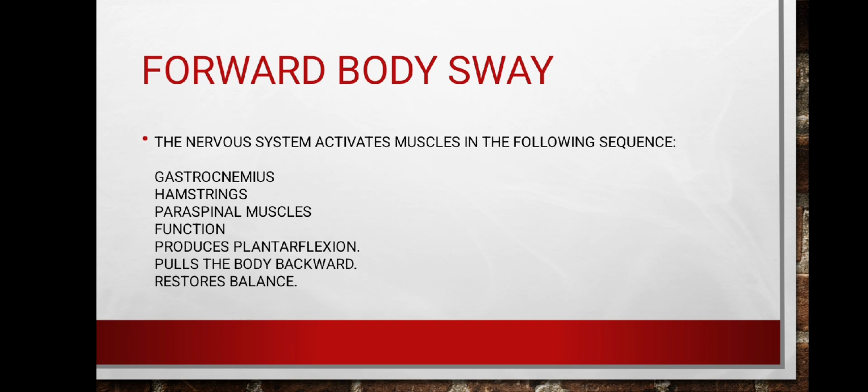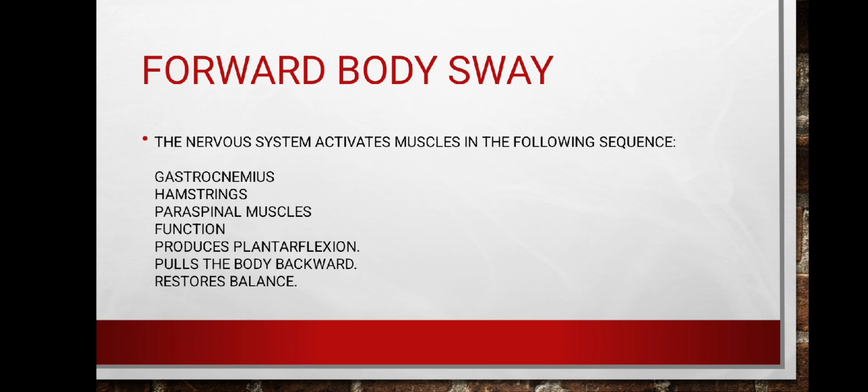The muscles are activated in a specific sequence known as the distal to proximal pattern. First is gastrocnemius, second is hamstring, third is paraspinal muscles. Neuromuscular response during backward sway. When the body sways backward, the center of mass shifts posteriorly. The nervous system responds by activating muscles on the anterior aspect of the body. The activation sequence is tibialis anterior, quadriceps, abdominal muscles. This muscle activity generates dorsiflexion at the ankle, bringing the body forward and reestablishing postural stability.